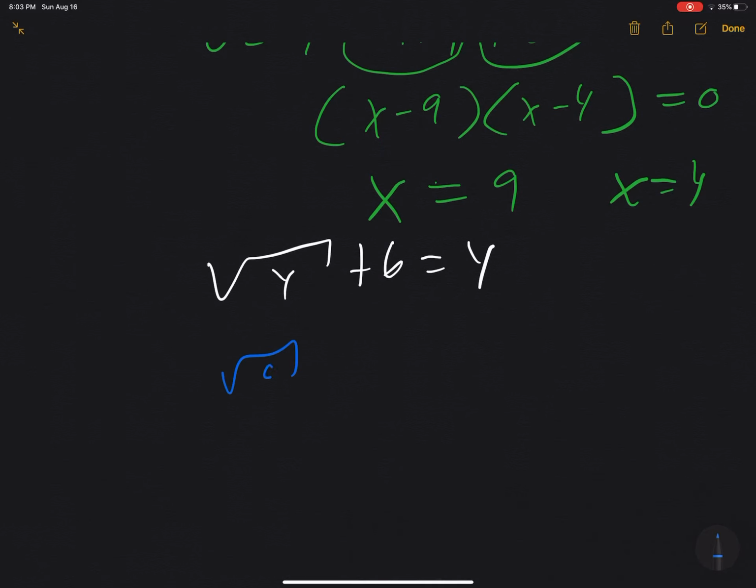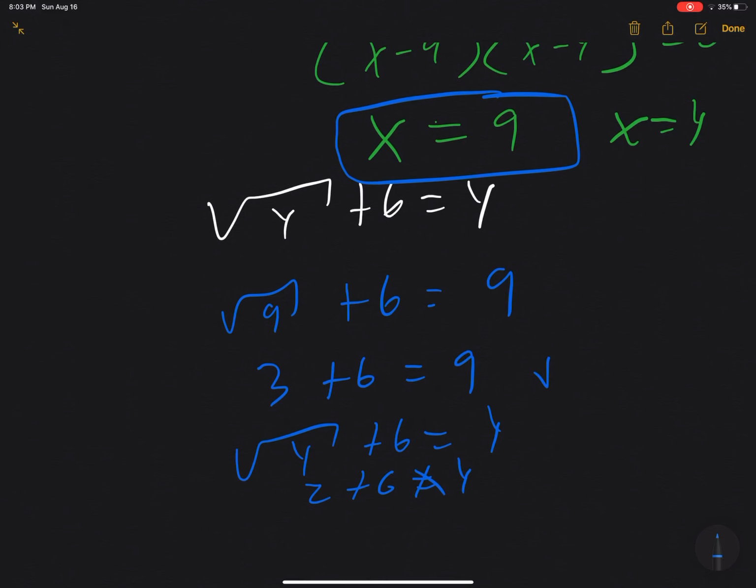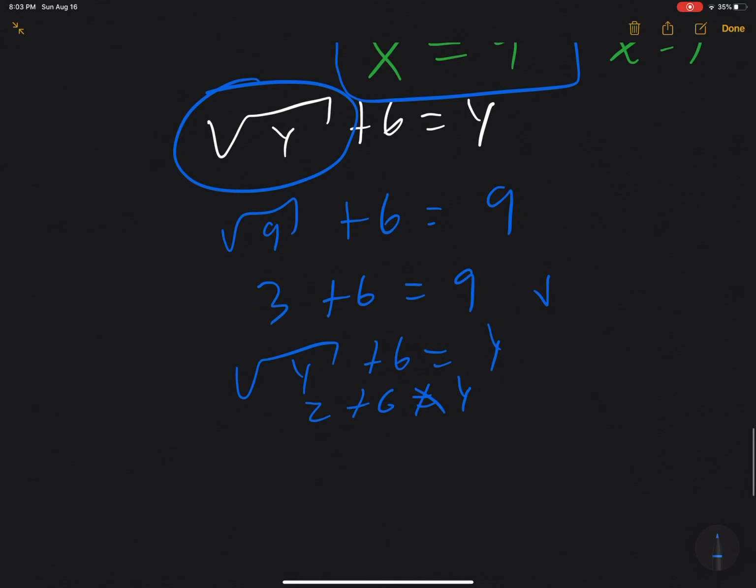If I plug in 9, I get root 9 plus 6 equals 9. Square root of 9 is 3 plus 6 equals 9. That one checks out. If I plug in 4, I get the square root of 4 plus 6 equals 4, or 2 plus 6 equals 4, which is not true. So 9 is the correct answer. 4 is not a correct answer. So when you are trying to solve an equation that has radicals in it, you should always remember the isolate, square, solve, then check method.